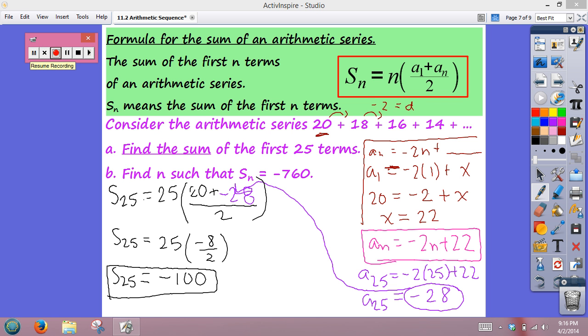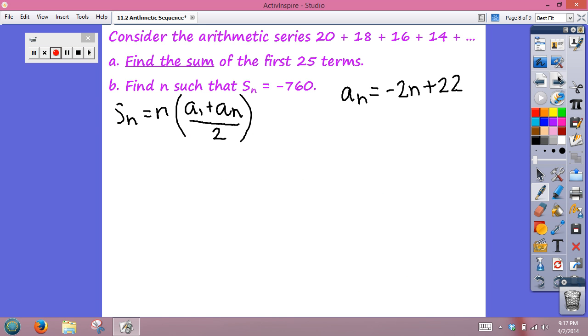So the next part of our question says, find n such that S of n equals negative 760. Notice that I've run out of room, so I'm going to move this question to the next slide. The information that we need to carry is what our a sub n equation is, or the rule for our nth term. And a little helpful hint is our sum equation, S of n equals n times a1 plus a_n over 2. So it says find n such that S_n equals negative 760. So that's just what we'll do.